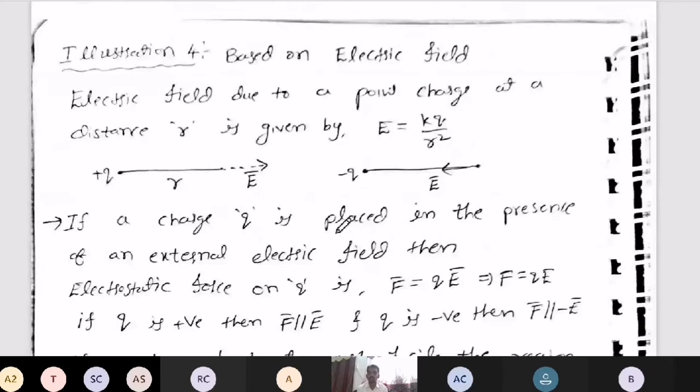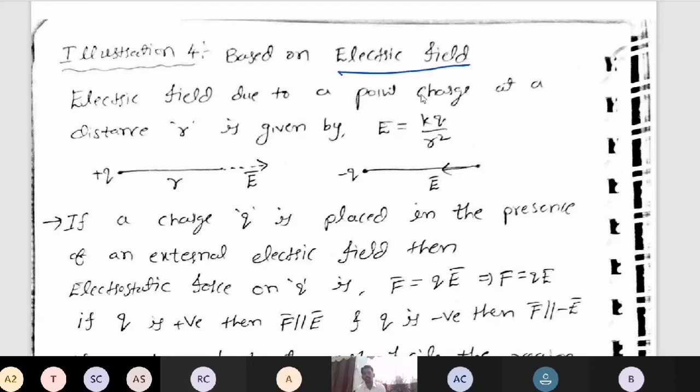Please try to understand the procedure, not just the solution. Understand the procedure and apply it to any formula, any question. Then the next thing, based on electric field. Now the question is about electric field.